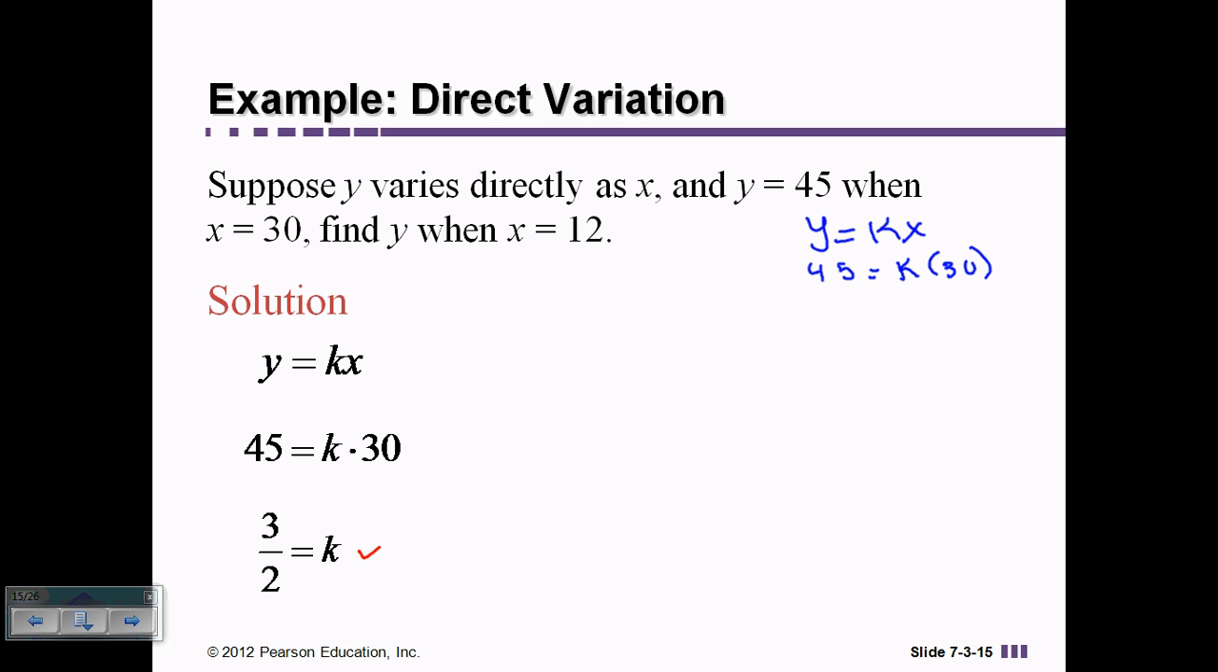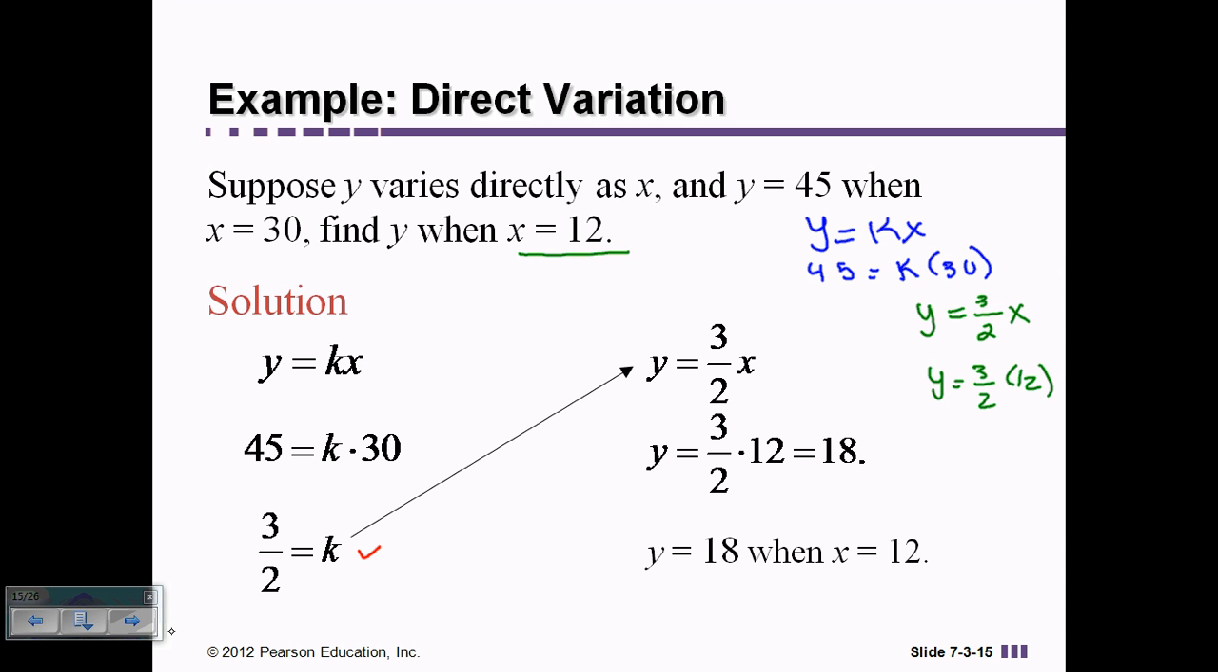So now we want to do the problem again, but this time when we do it, we're going to put that value of 3/2 in for k. And since they're giving us x equals 12, we're going to put that in for x. And then when we solve, we get y equals 18. So since this is a direct variation, we know that since y was equal to 45 when x was 30, then when x is 12, y will be 18. And that's our direct variation problem.